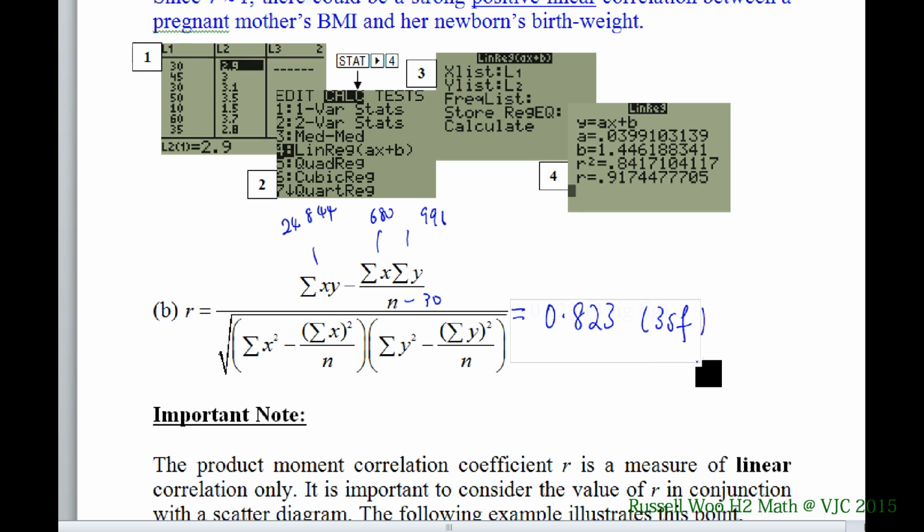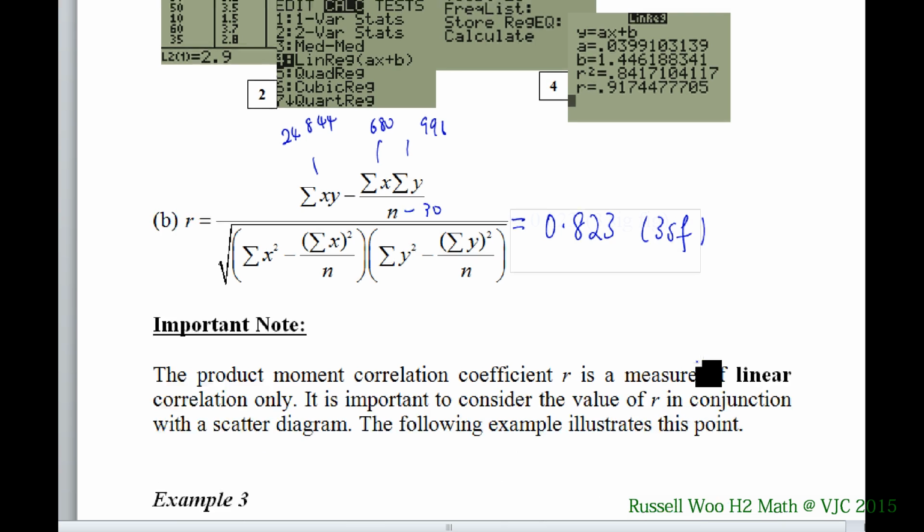Just an important note, the R is only a measure of linear correlation. You cannot just believe the R alone. What do I mean? Example 3 will tell us. Okay, example 3 will tell us.